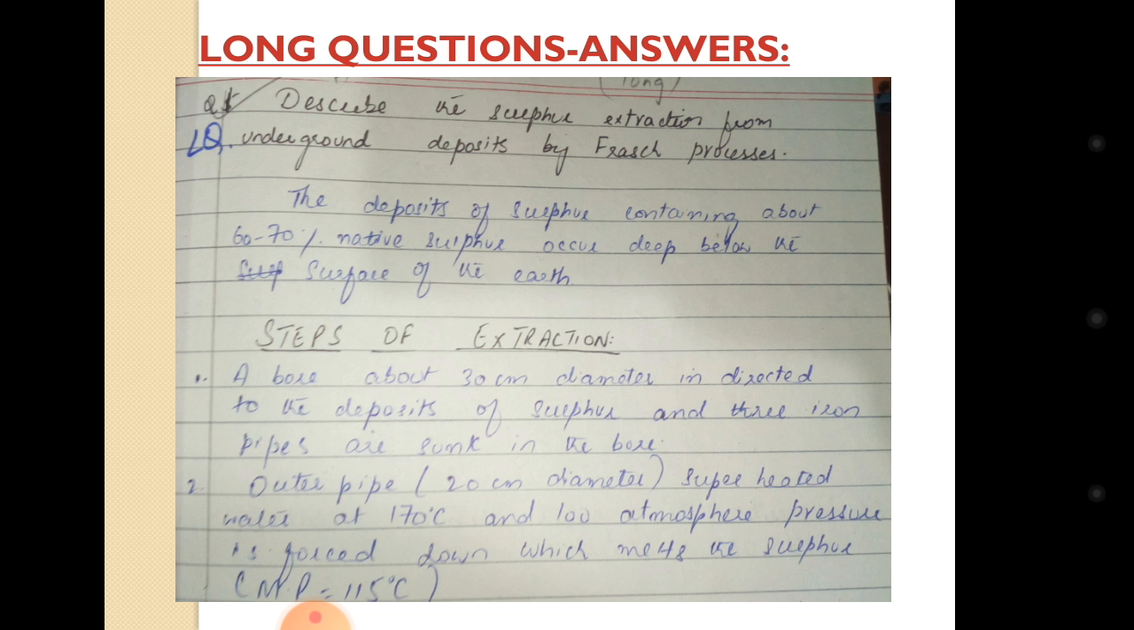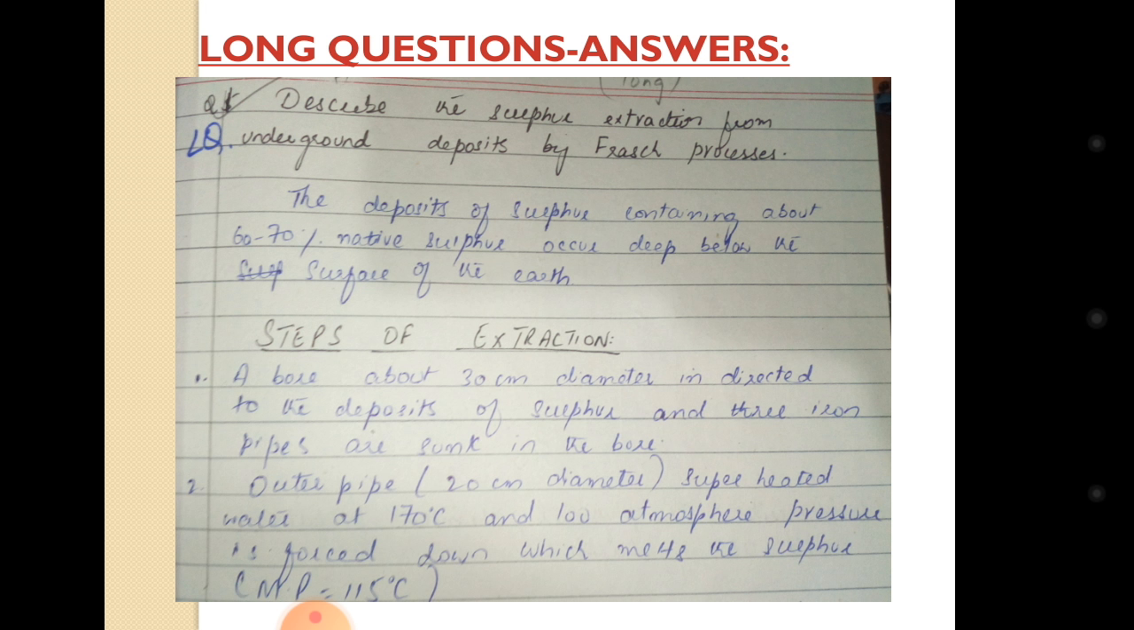This is the only long question present in this chapter. You have multiple types of questions in this chapter, but due to the selective syllabus, we have covered only one important question here, and that is the extraction of sulfur from the underground earth's surface. The earth's surface contains a large amount of sulfur. We have to bore it and extract it from the earth. How will we extract it? I'm sharing the method here.